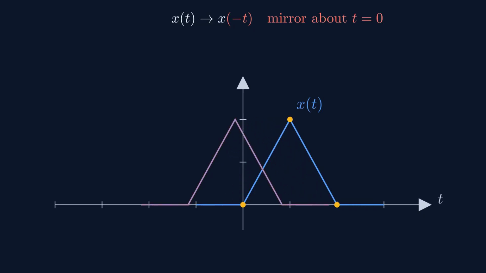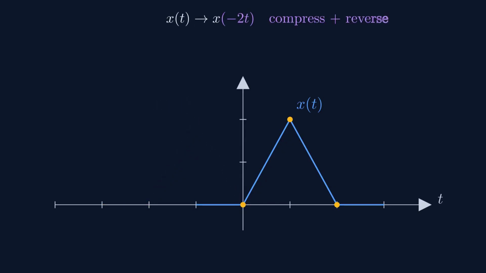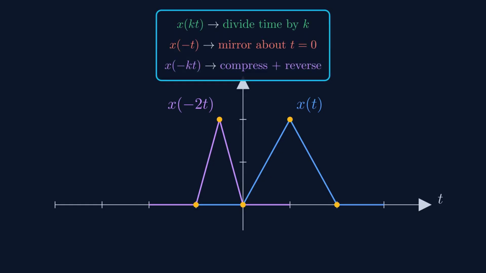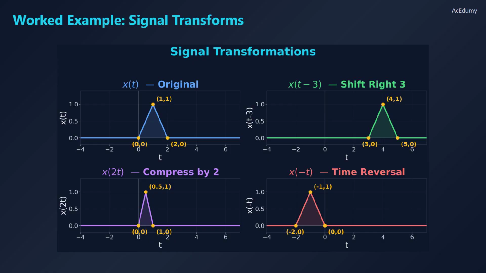Time reversal flips the signal about the vertical axis. The signal x(−t) is a mirror image of x(t). We can combine these. x(−2t) means first compress by 2, then reverse. Or equivalently, reverse first, then compress. Let us work through an example.